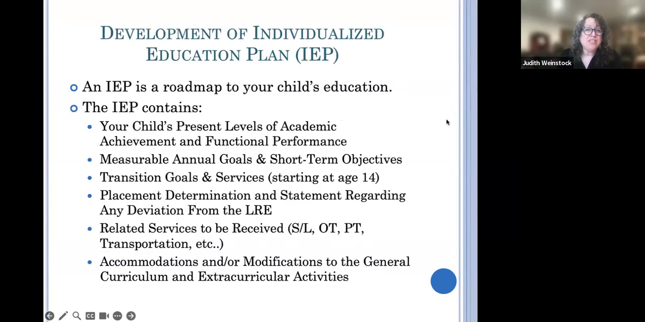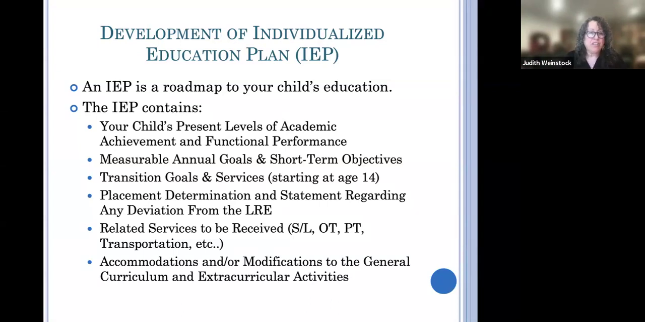So the development of an individualized education plan, that's what we're here really to talk about. The IEP, which is fundamental in addressing your child's needs, is a roadmap to your child's education. It contains the following, which we'll go into greater detail in later slides. The first thing that it contains is your child's present levels of academic achievement and functional performance, or PLAFs. And this is what we're looking at when we look at evaluations. So it's an assessment of how your child is doing, and it also includes their strengths as well as their weaknesses.